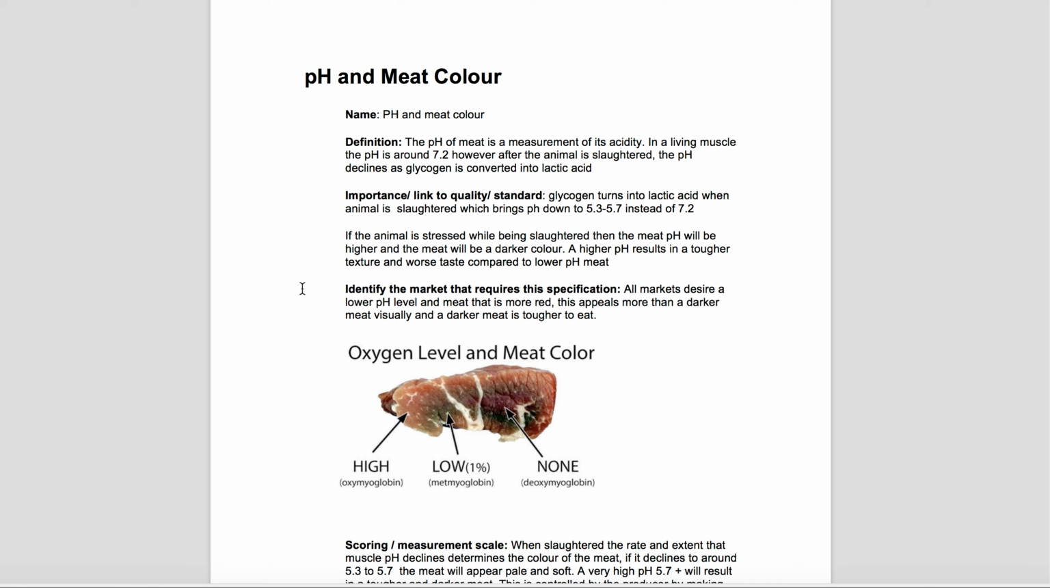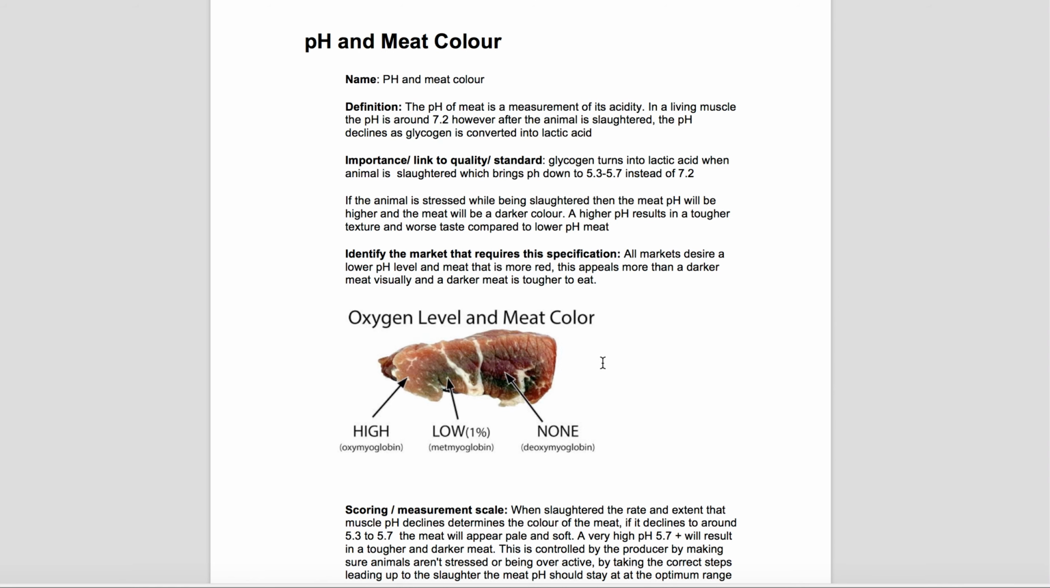So basically what happens when a cow is slaughtered, they have glucose, stored energy in their muscles, and when the animal is slaughtered, that glucose turns into lactic acid. And so the lactic acid drops the pH down to 5.3 to 5.7. The reason that it wouldn't get down to 5.3 to 5.7 and it would be 5.8 or higher, which would give you dark meat, is because the animal has been stressed out before slaughter, hasn't been fed enough, so it doesn't have the glucose stored in its muscle, and therefore when it's killed, there's not enough glucose to turn into lactic acid to drop the pH down to 5.3 to 5.7. And that's what causes dark and tough meat.